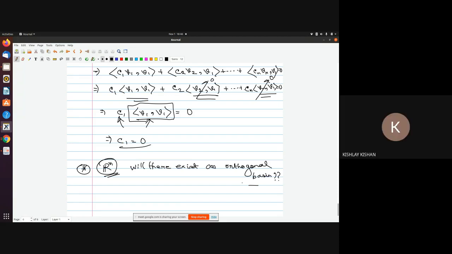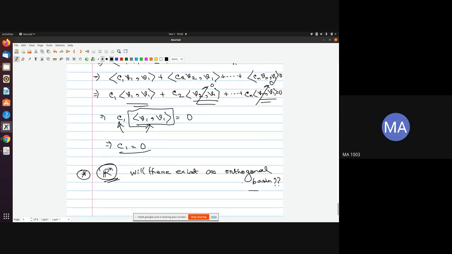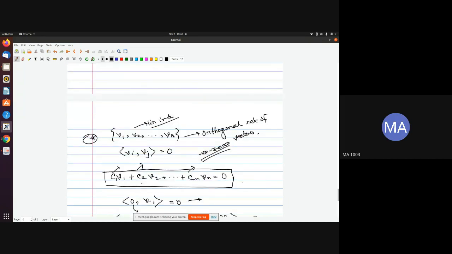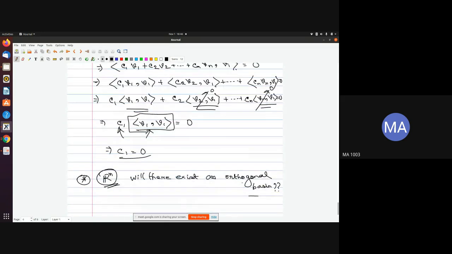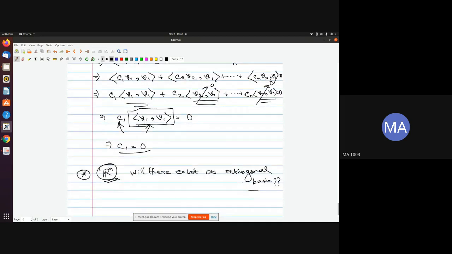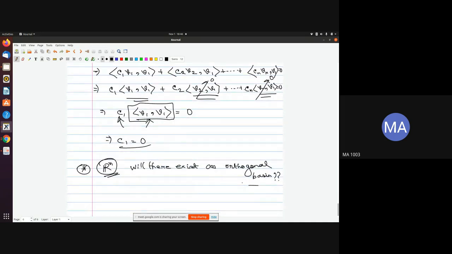Right. And even if I have an n-dimensional vector space, if I take a set of n orthogonal vectors, they will be linearly independent. And when I have a set which contains n linearly independent vectors, that will be our basis, correct? Maximal linearly independent set. And there is a process for finding that n orthogonal set, called Gram-Schmidt, which I will come to later. But for now, we know that whenever I have a vector space, I have an orthogonal basis.